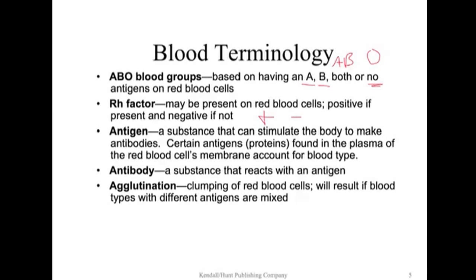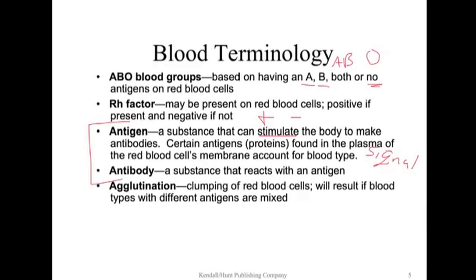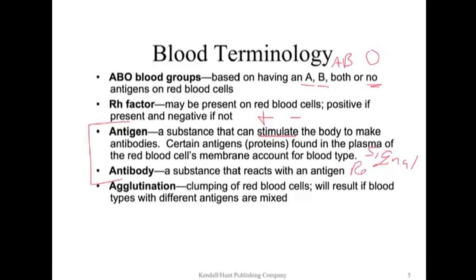And then knowing the difference between an antigen and an antibody. An antigen is a substance that can stimulate the body to make antibodies. So an antigen is a stimulant, or a signal. And then an antibody is the substance that reacts with an antigen. We say here certain antigens or proteins are found in the plasma of the red blood cell's membrane, and that's what accounts for blood type. So to make that full circle, we have a signal, and then we have a response, an antibody response.